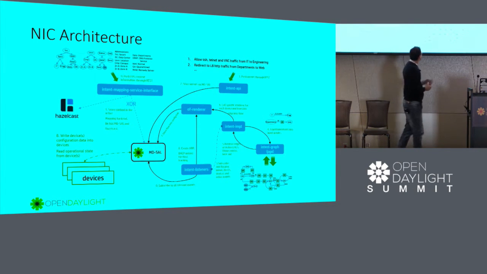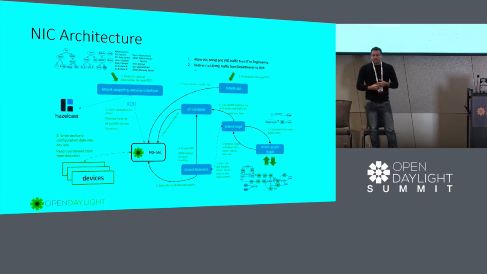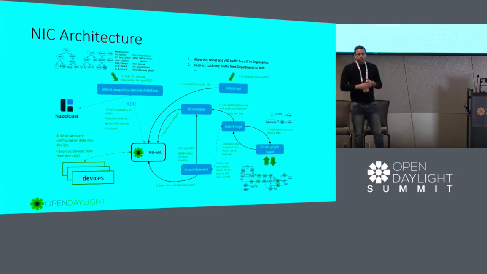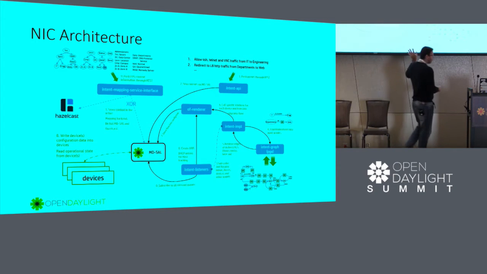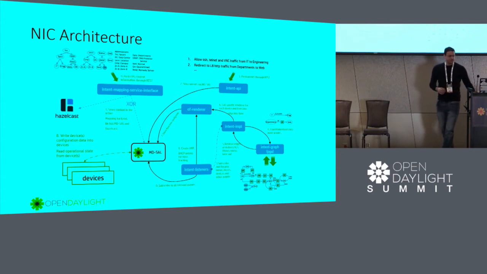I'll talk about more details. Once the graph compiles those intents, it will generate these policies and send them to MD-SAL, to the OpenFlow render, to handle our flows. This is our current architecture for the NIC project.